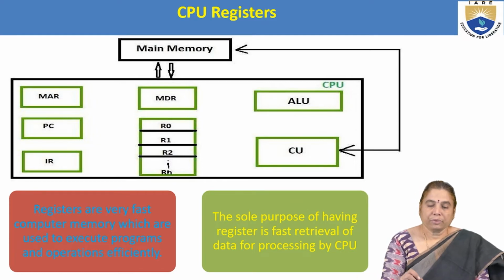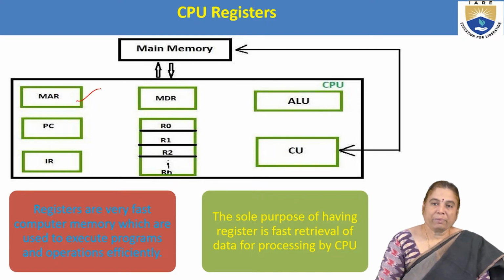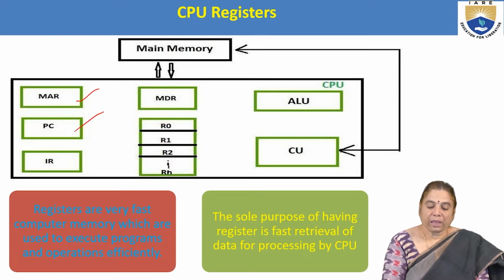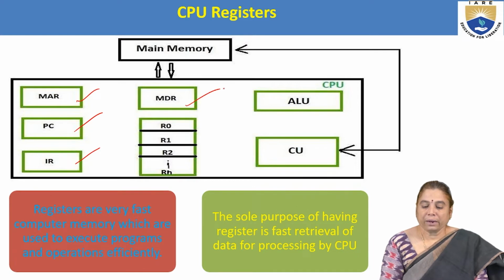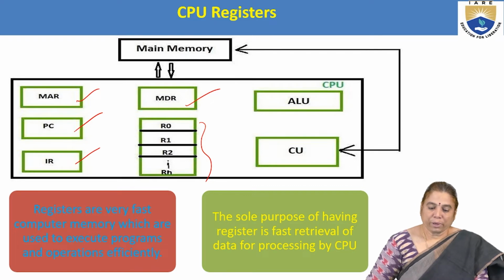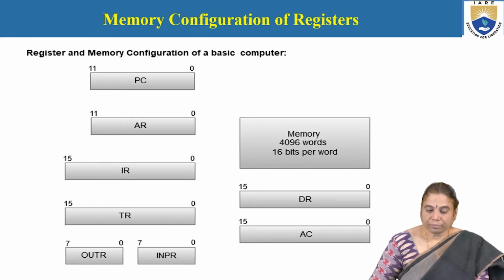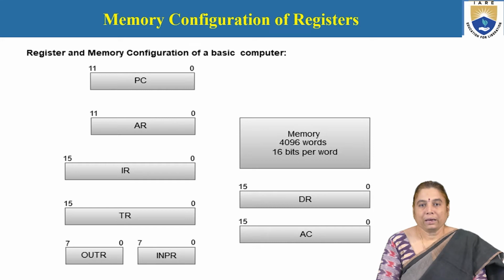Here some special purpose registers are employed. MAR is the memory address register, PC is the program counter, IR is the instruction register, MDR is the memory data register, and R0 to Rn are the general purpose registers. The number can depend upon the processor. So these are the variety of CPU registers. And here is the memory configuration of the registers.